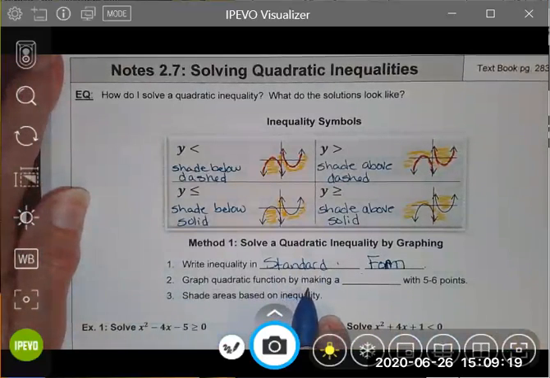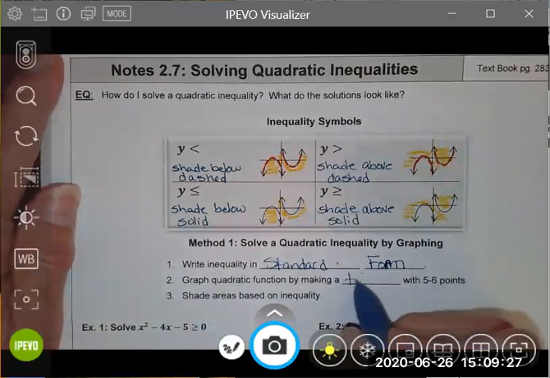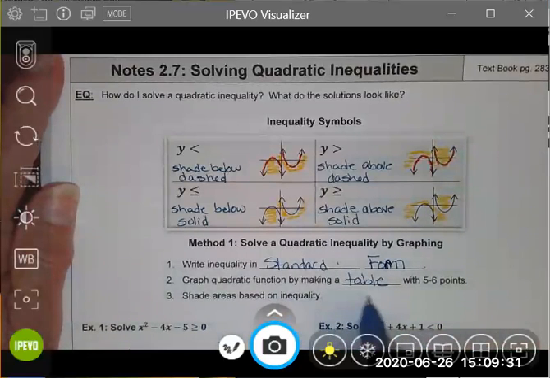The easiest way to graph an inequality, folks, if you can use transformations, that's great, but that's really hard to do if you're given a trinomial. So just make a table. Using your calculator is a great way to do that. Press Y equals, type in your quadratic, and then go second table or second graph, and it will spit out the table for you. And then we're going to shade our areas based on our inequality.